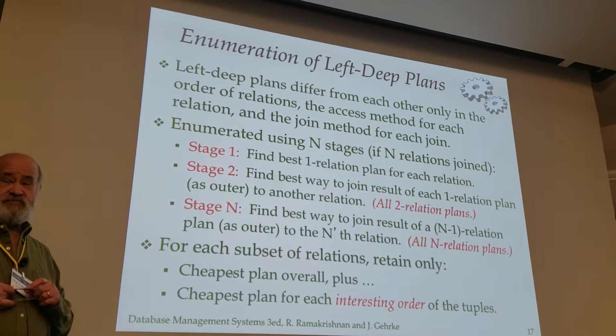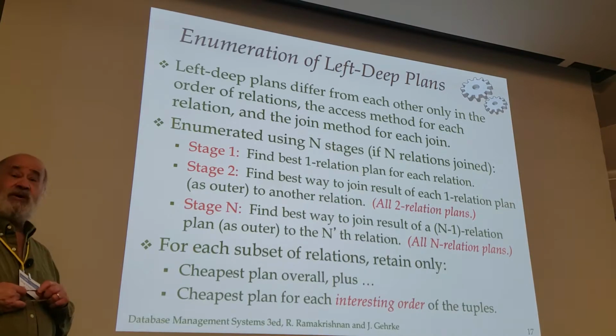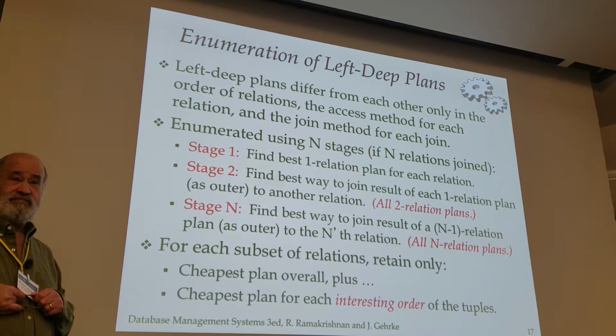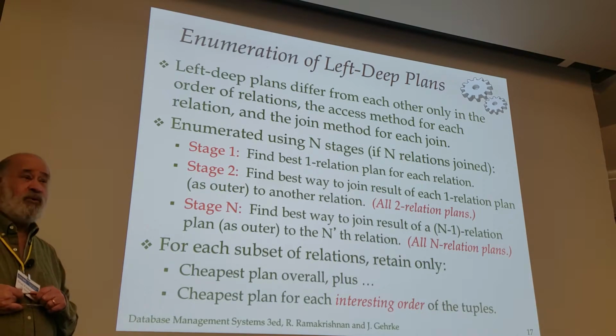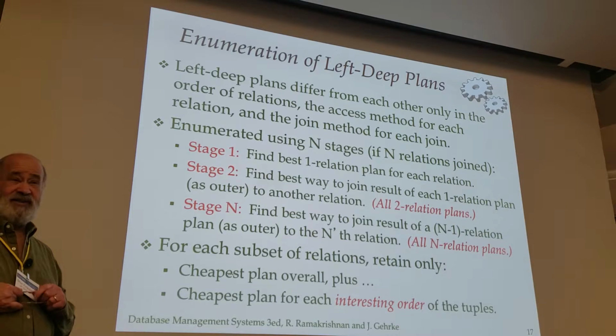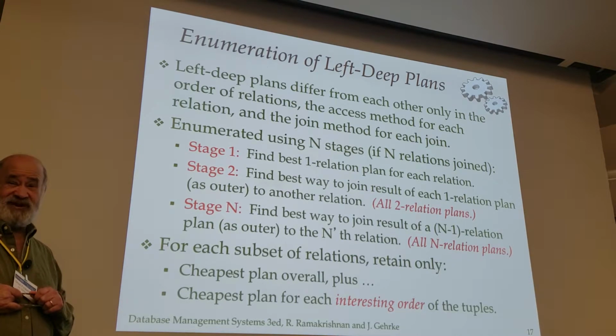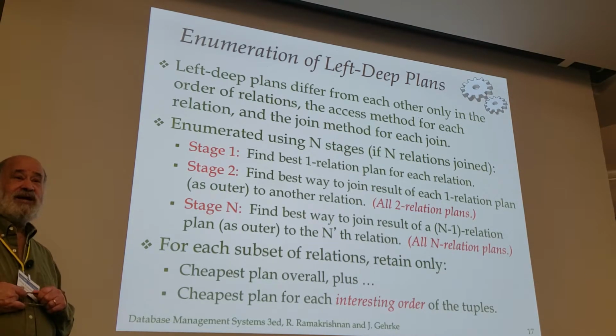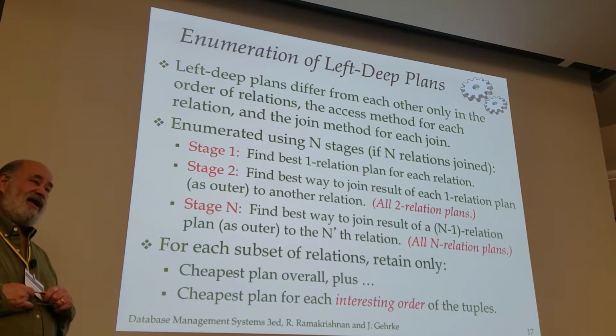System R keeps the cheapest plan overall, e.g. for ABCE, regardless of how it got ABCE. But it keeps something else. And this is perhaps the first technical use you've seen of the word interesting. Little by little, every word in the English language gets given a technical term. In System R, and this goes back to the Pat Selinger 1979 paper on the optimizer, it keeps the best way of getting ABCE, and also it keeps interesting ways of getting ABCE.